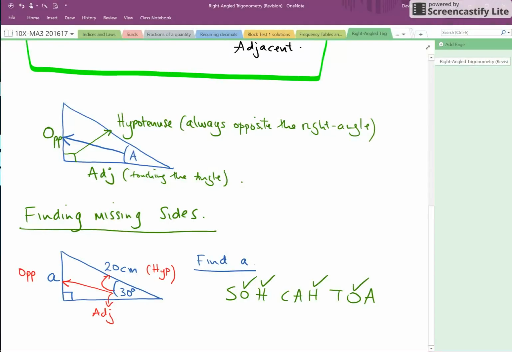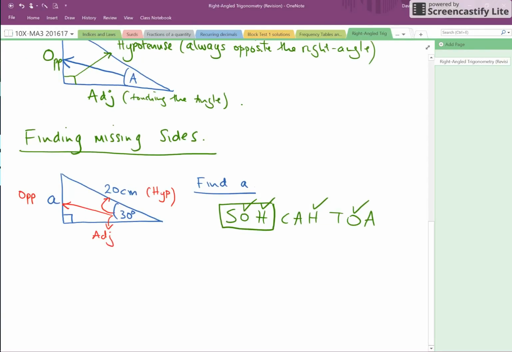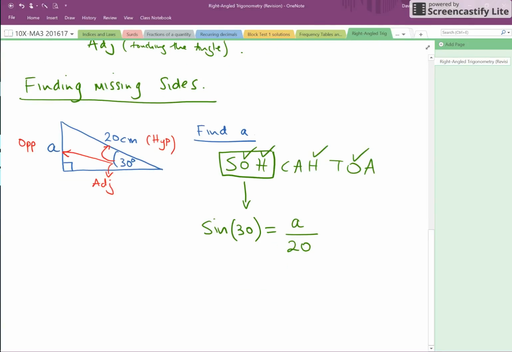And where we've got two ticks on one of the three acronyms there, that's the acronym that we're going to use, or the relationship that we're going to use. So we're going to use this SOH, which tells us that the sine of the angle that we've been using, which is 30, is the opposite, which is A, over the hypotenuse, which is 20. And we want to find A, so we multiply both sides by 20. And then we use our calculator to find the sine of 30.